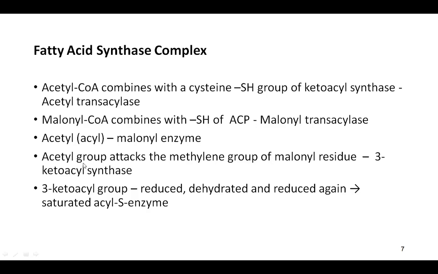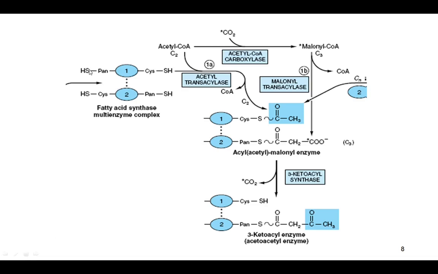We will see next. The acetyl group attacks the methylene group of the malonyl residue with the help of ketoacyl synthase. And this ketoacyl group undergoes 3 reaction steps: reduction, dehydration, and reduction again. So don't go after the structure. I will tell you the names, and you have to remember the names of the substrate, product, and enzyme. So this is the fatty acid synthase multi-enzyme complex. Just imagine, I told you this is a dimer, right? Here the whole enzyme is there, fatty acid synthase. So it is dimer 1, 2. Together they are combined. So here on this one acetyl coenzyme A will come.